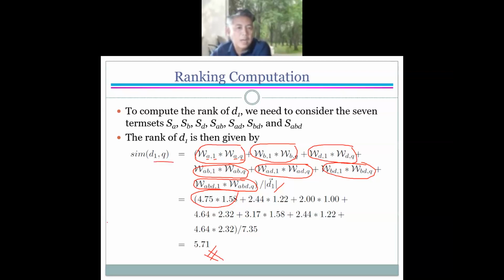So if you were asked to do the ranking, you need to do the similarity between document 2 and Q, and then similarity between document 3 and Q, and then similarity between D4 and Q. Because this is similarity, you pick the highest one. Okay.